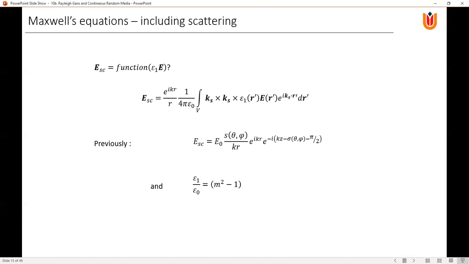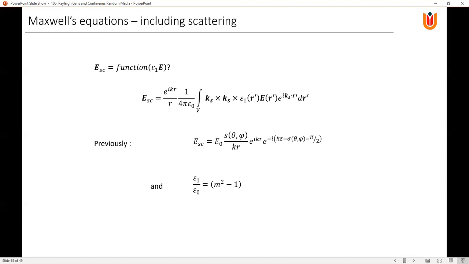Some prefactor. There's a volume integral, which has the wave factor, or some manipulations of the wave factor Ks. Ks is the direction of the detector, let's say. So the outer product of Ks with the outer product.